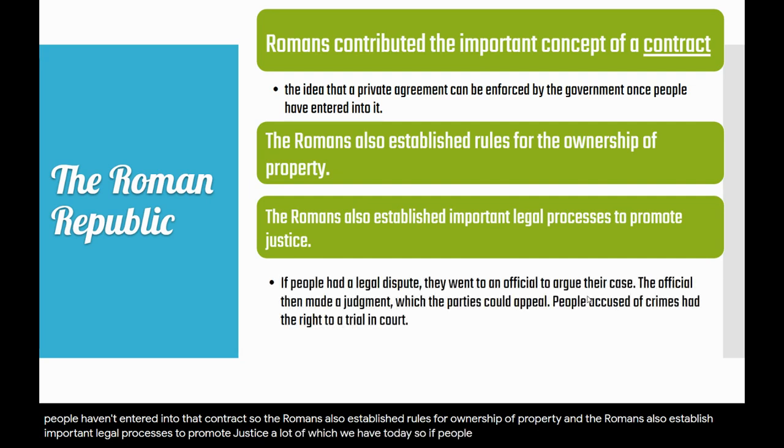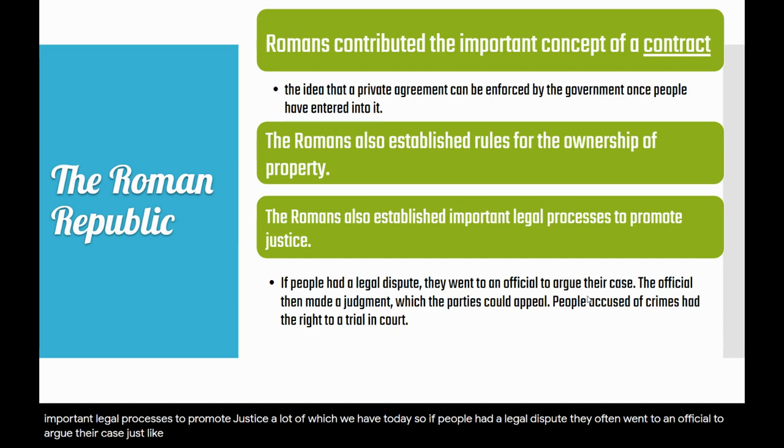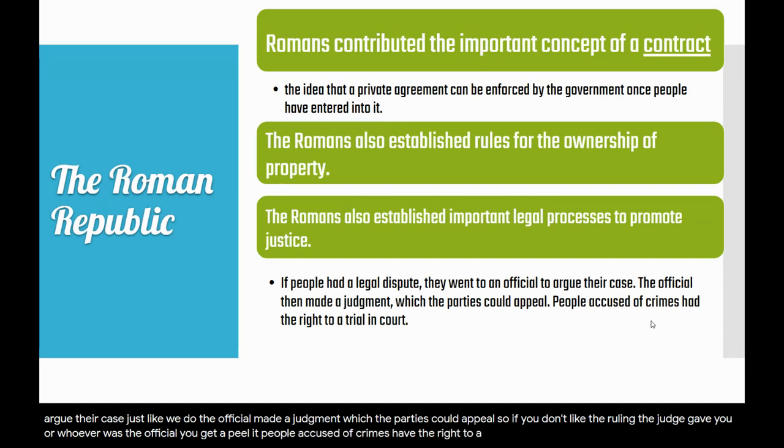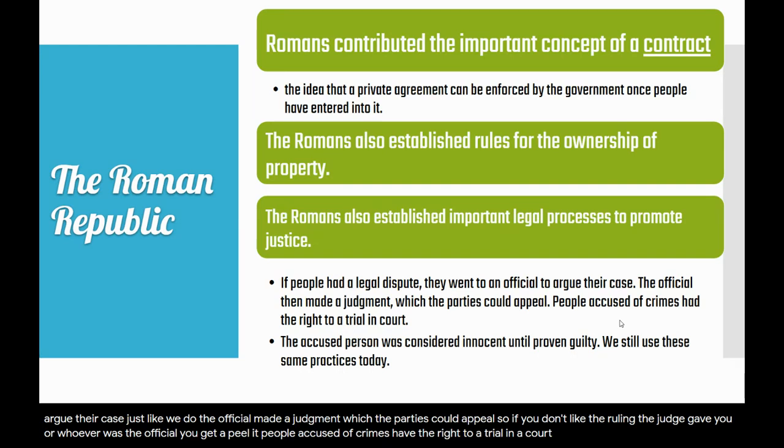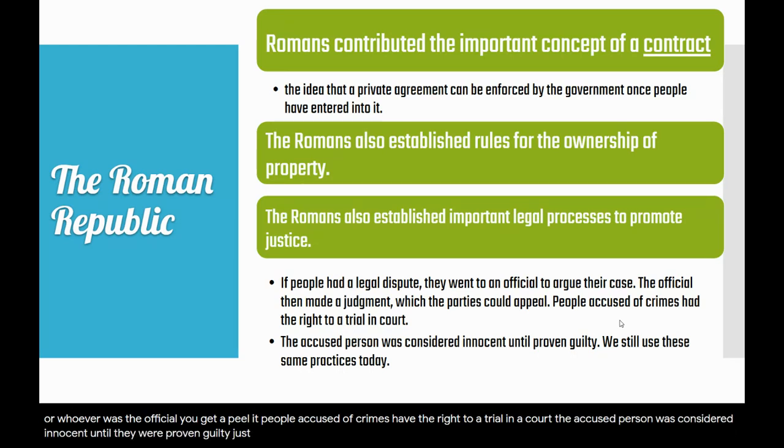So if people had a legal dispute, they often went to an official to argue their case, just like we do. The official made a judgment, which the parties could appeal. So if you don't like the ruling the judge gave you, or whoever was the official, you could appeal it. People accused of crimes had the right to a trial in a court. The accused person was considered innocent until they were proven guilty, just like we have today. And we still use these same practices today.